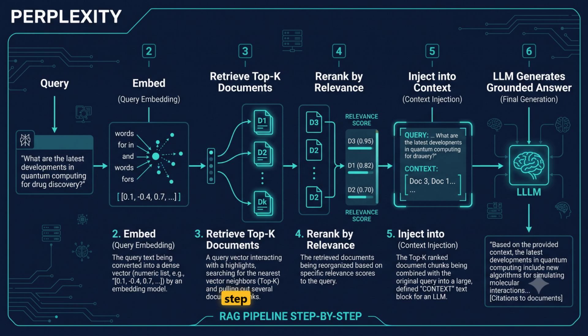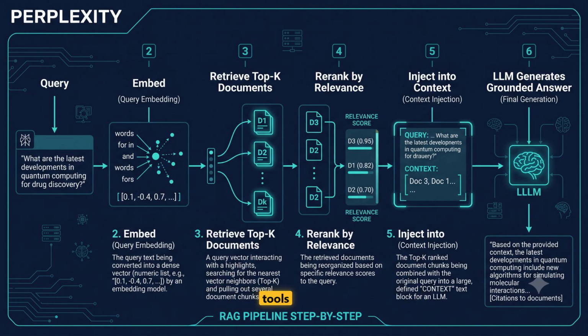Look at step 5, inject into context, where those top-ranked chunks get stuffed directly alongside the original query inside a structured context block. Finally, step 6 routes that combined context package directly to the LLM, which acts purely as an inference and summary engine to generate a factually grounded, fully cited answer at the bottom right.